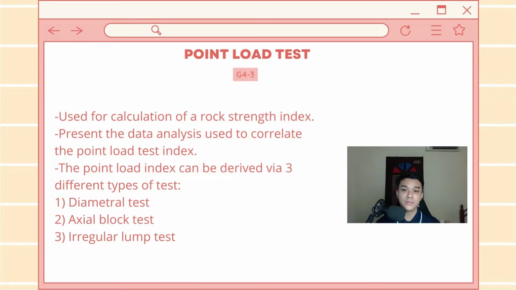The rock strength determined by the point load test, like the load frame strengths that they estimate, is an indication of intact rock strength and not necessarily the strength of the rock mass. Depending on the shape of the specimen, the point load strength index can be derived via three different types of tests: diametral, axial block, or irregular lump test.